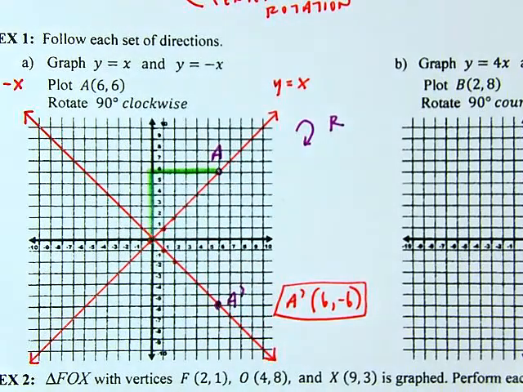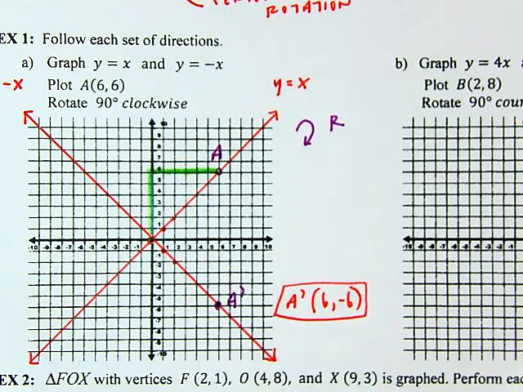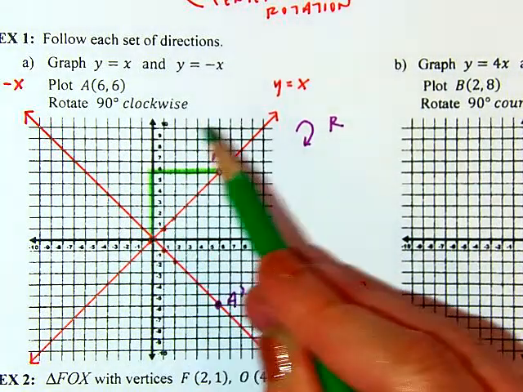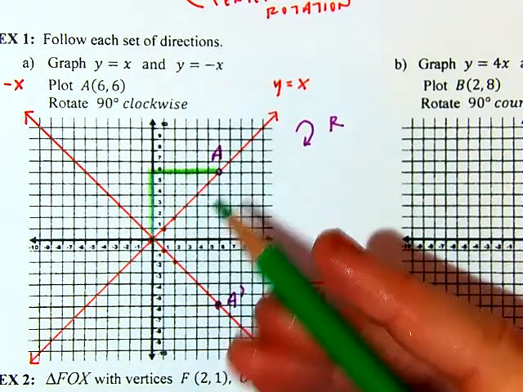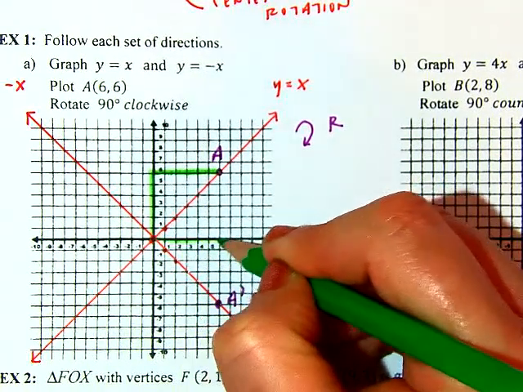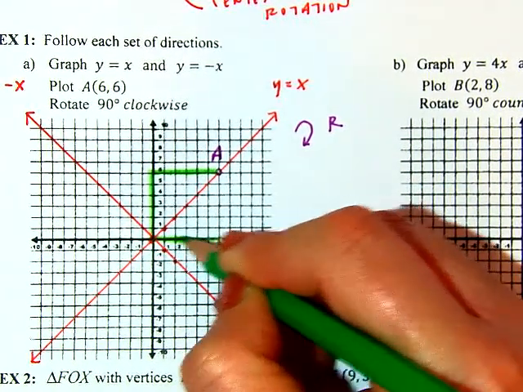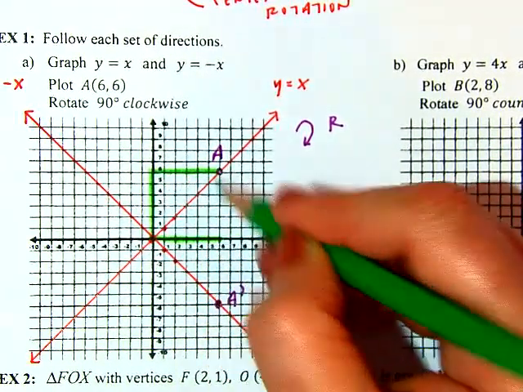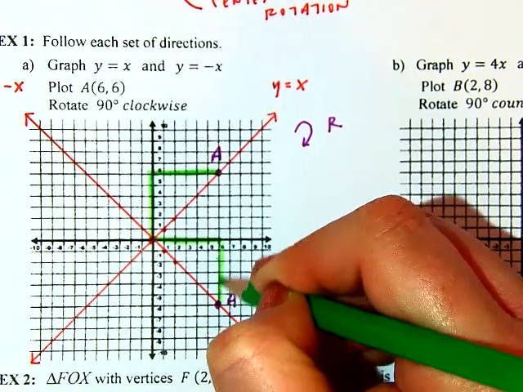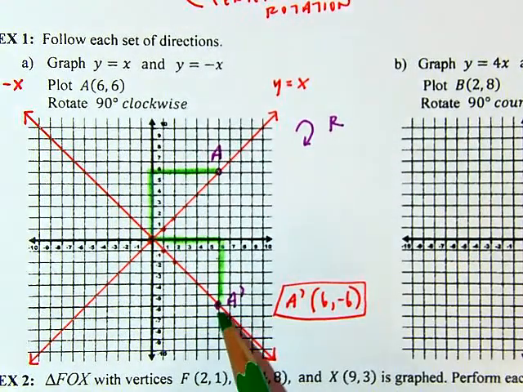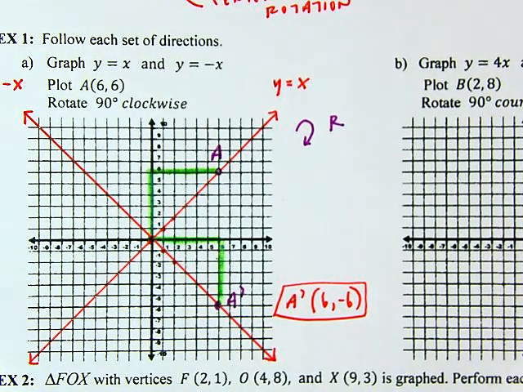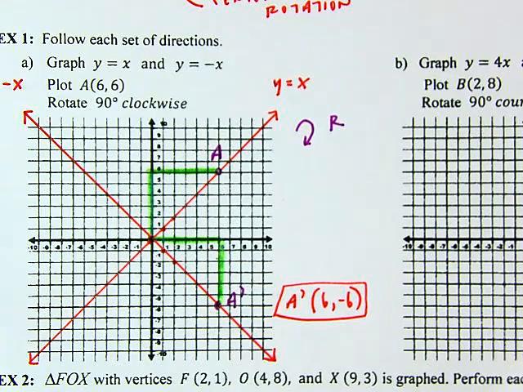Okay, so I'm picturing that kind of L shape, and I'm going to picture it rotated 90 degrees to the right, clockwise. So what I went up, I'm going to go over, so I'm going over 6. And what I had gone over, I'm going down. Okay, so it just confirms that there's my A prime in that location, 6, negative 6.